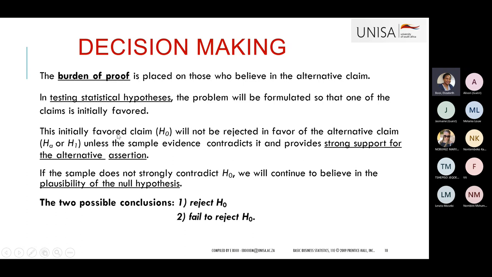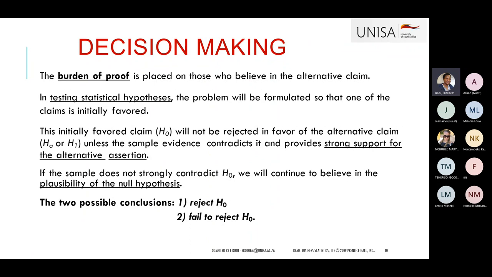So the initially favored claim will not be rejected in favor of the alternative claim unless the sample evidence contradicts the claim that the researcher wanted to prove and provides strong support for the alternative assertion. If the sample does not strongly contradict your null hypothesis, we will continue to believe in the plausibility of your null hypothesis.